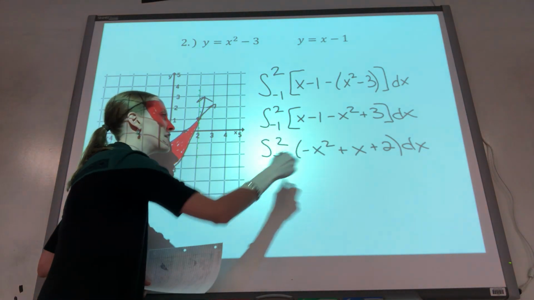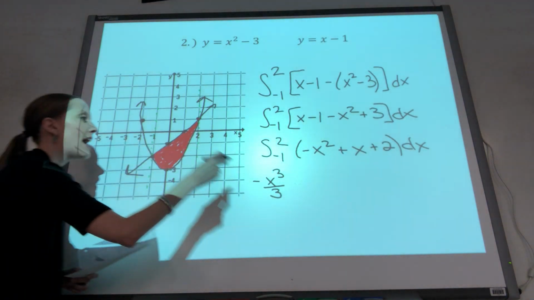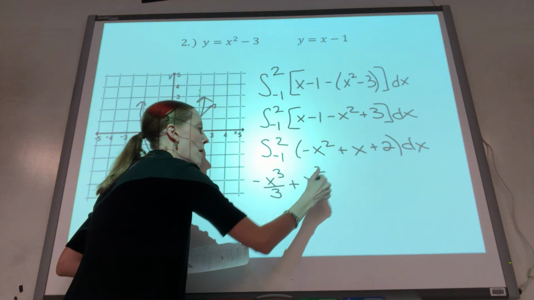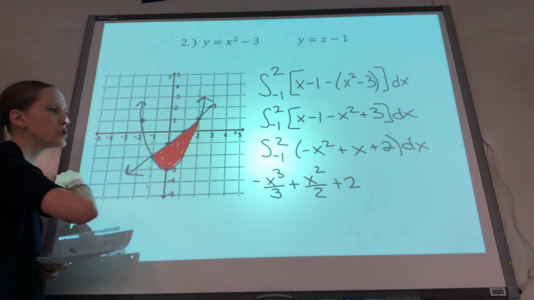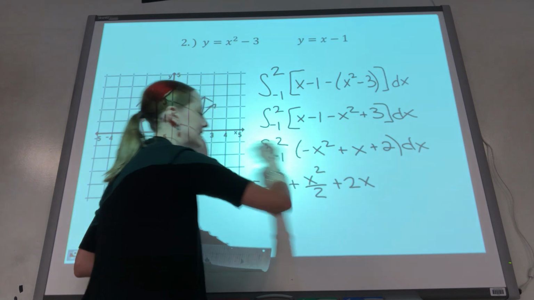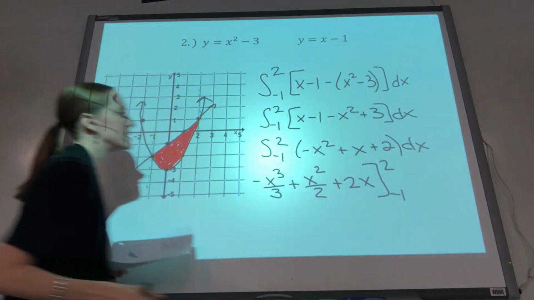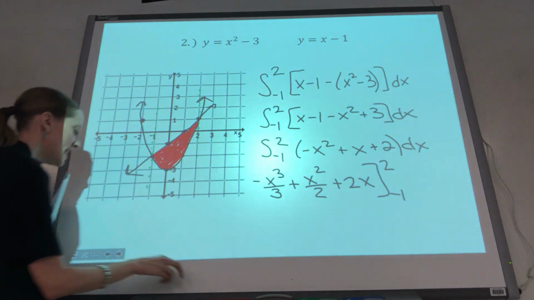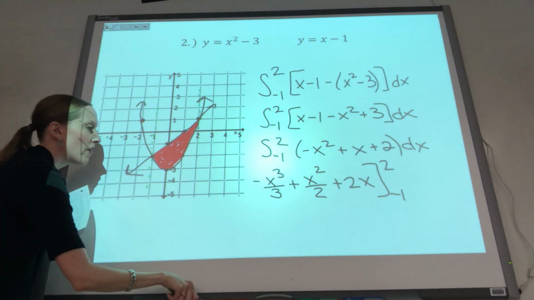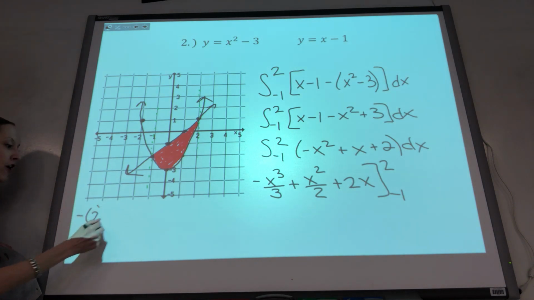Okay, easy integration. Keep the negative out front. You'll have negative x cubed over 3 plus x squared over 2 plus 2x. And now I need to take it from negative 1 to positive 2. But don't forget, gotta always plug in the upper bound first. So I'll try to show all of this down here. Keep the negative in front.